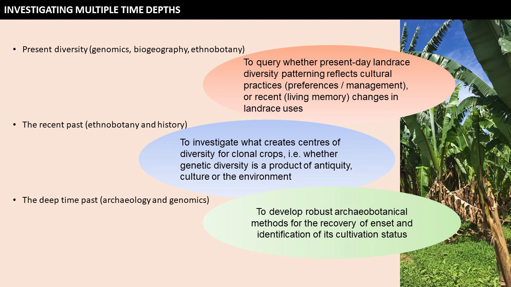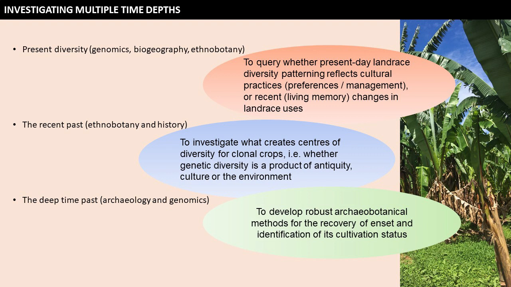The second is to look at the recent past. Again, our collaborators in Kew Gardens are doing ethnobotanical work, including a lot of interviews with these communities, to look at what creates these centers of diversity in particular areas: whether it is a product of culture, whether it's a product of environment, because we know that enset grows at different altitudes, for example, or whether it's a product of antiquity.